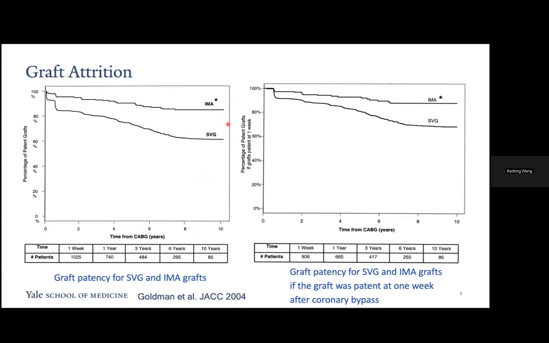Interestingly, if the vein graft was patent at 1 week, then the occlusion rate was lower. It lowered by about 5%. So the occlusion rate was 34% compared to 39% if it was patent by 1 week.